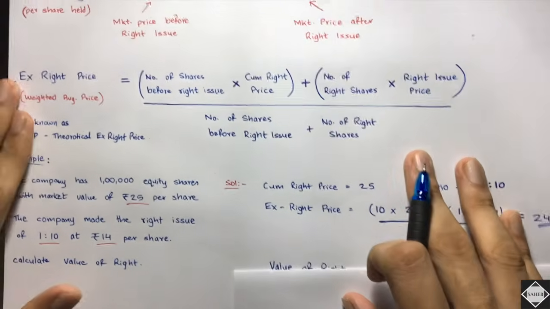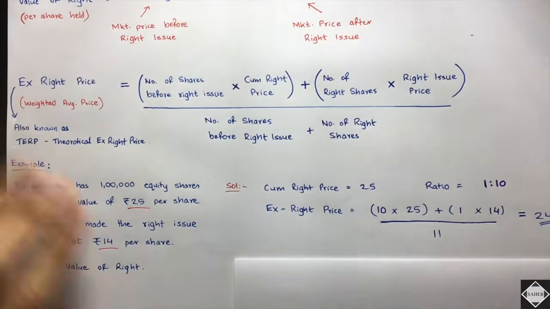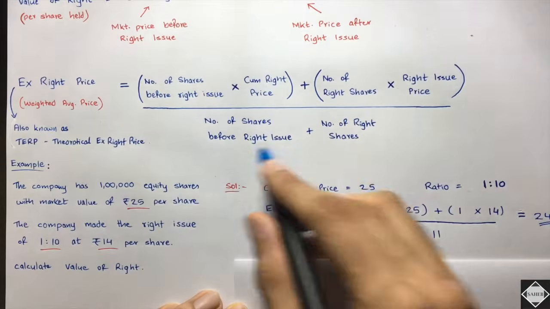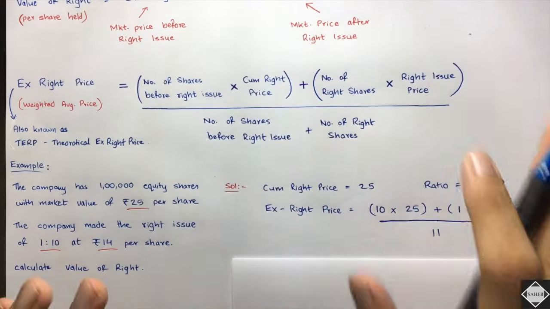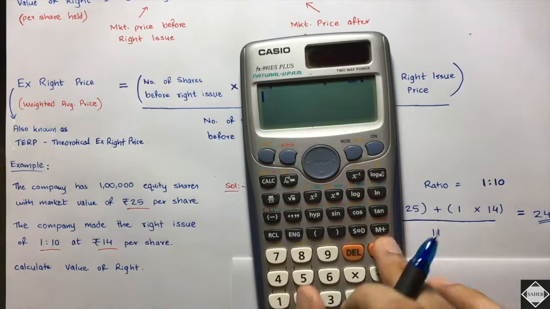The same thing will be there. It's just that you will replace number of shares and number of right shares with the ratio. Cum right price and right issue price will be the same. Okay, let's see how this will happen.